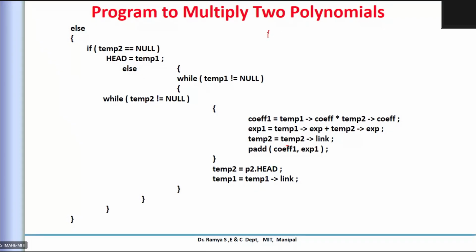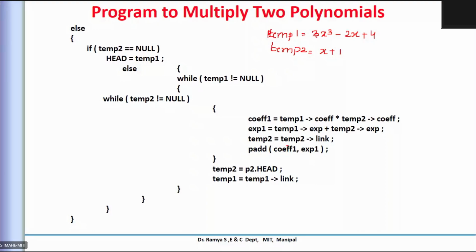I'll take the same example. Say temp1 is 3x cube minus 2x plus 4, and I'll take another polynomial as it is. I don't remember the coefficients, but I'll just take that. These two are what I want to multiply. I need not check whether the exponents are equal or not. You're just multiplying this with its exponent part. Whenever you multiply exponents, it's just the addition there. Coefficients are multiplied. That is what you're executing.